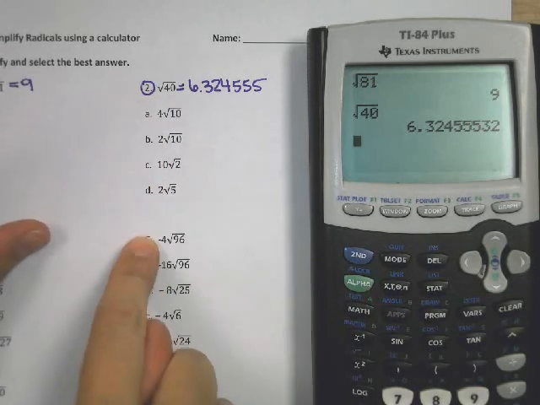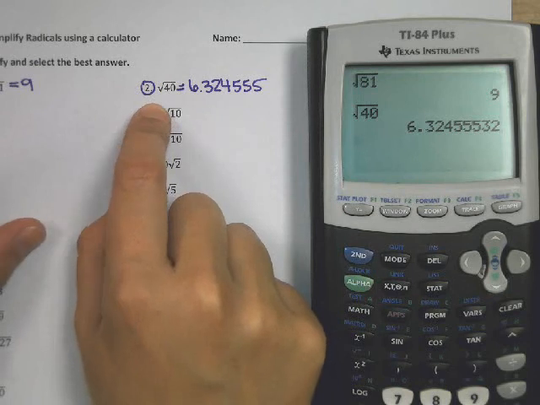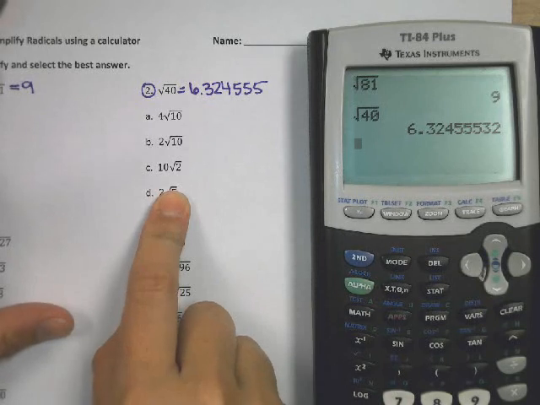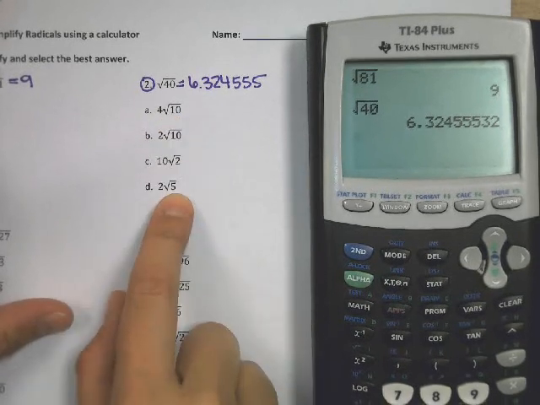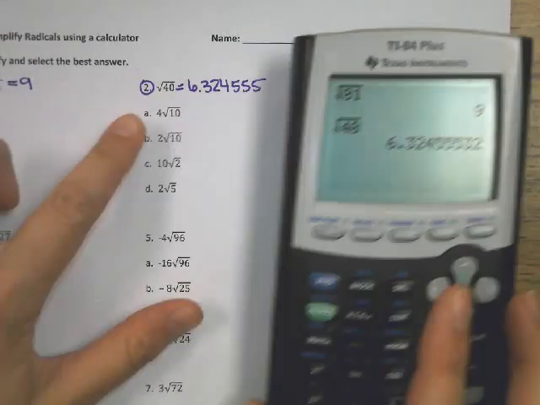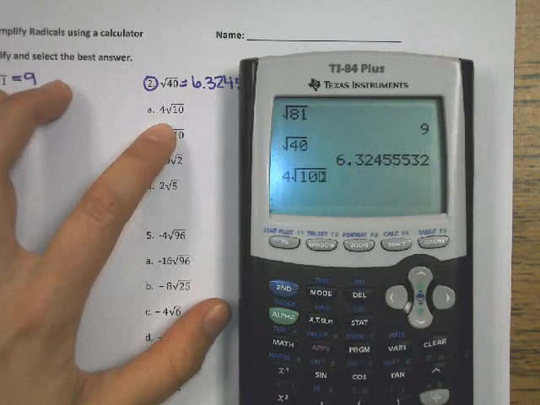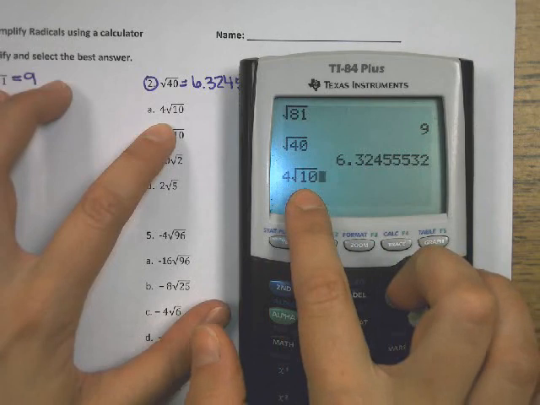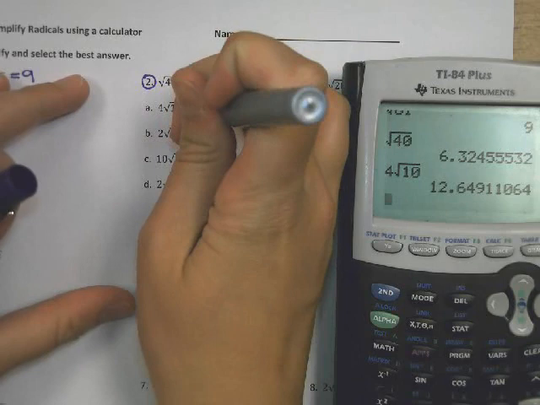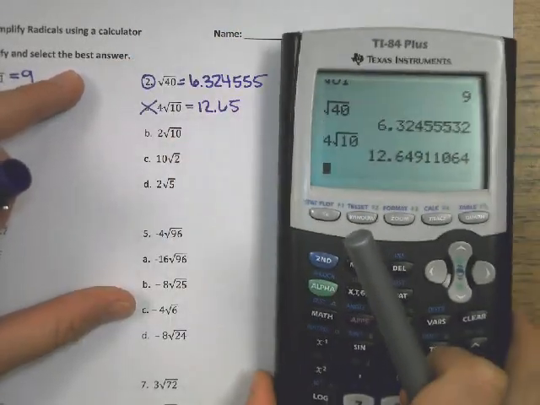And I'm trying to figure out which one of these, A through D, is the simplified version of that. Well, in this class, we've never learned how to simplify this, but that's okay because it's multiple choice. So I'm going to figure out which one of these equals that when I type it in my calculator. So let's try 4 square root of 10. Notice the 4 is outside, square root of 10. That gives me 12.65. Well, that's not equivalent to the original, so A is out.